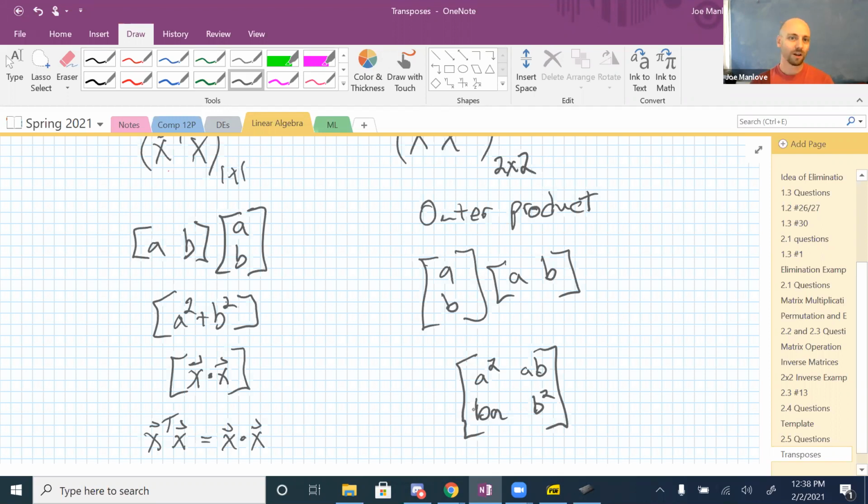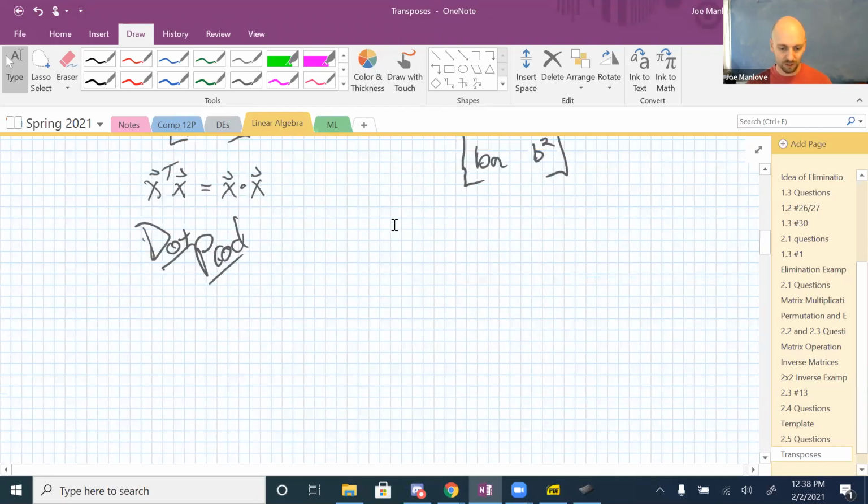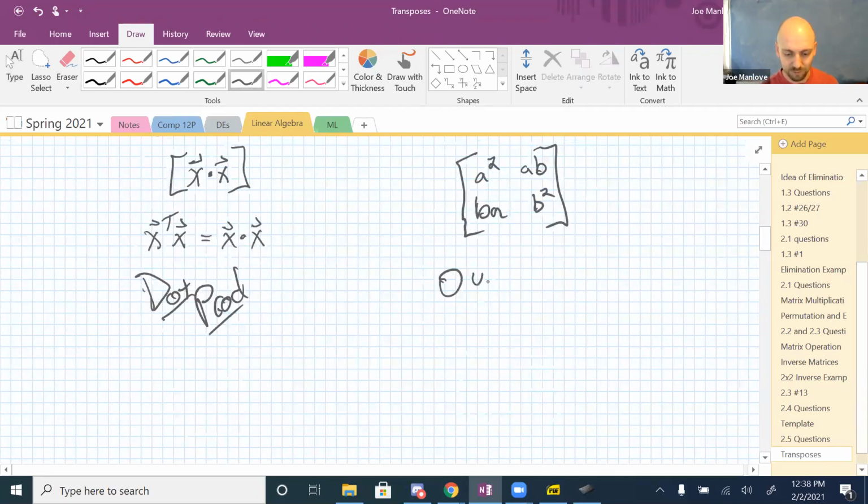That problem about non-commutativity is also going to come up when I'm talking about transposing a matrix product. Oh, sorry. Let me label this. This is called an outer product.